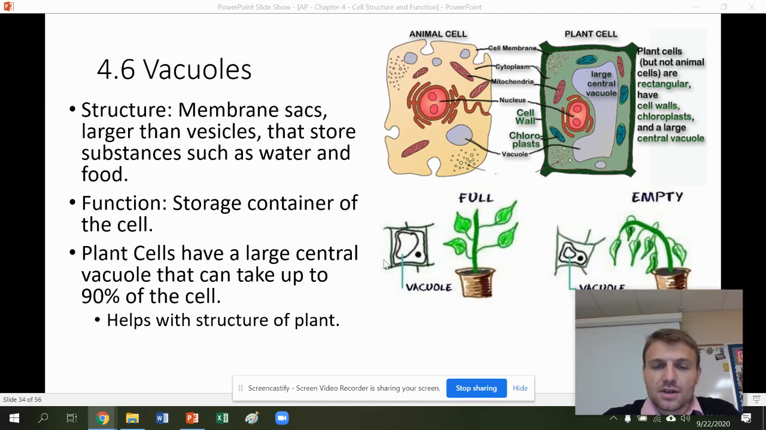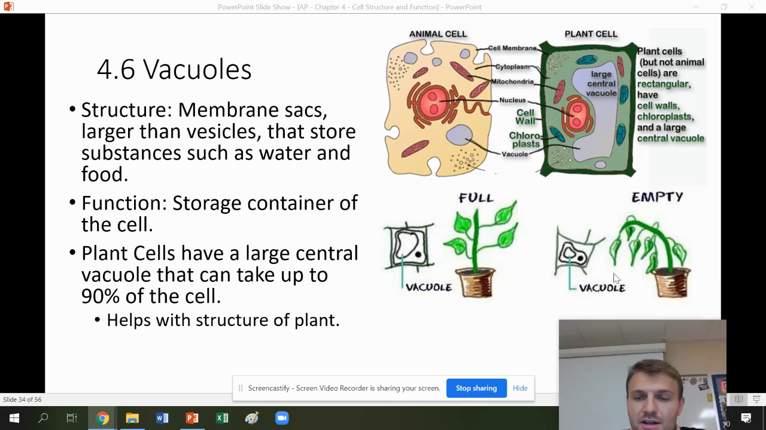Vacuoles in plant cells also help with the structure of the plant. Whenever the plant's hydrated, again, you can see the plant standing tall. When it's not hydrated, you can see that cell wall collapse in on the cell. And actually, that's part of the reason why plants start to droop when they don't have enough water.